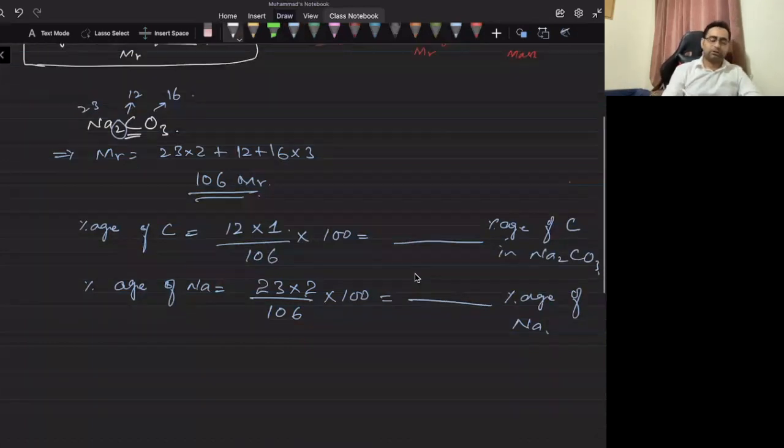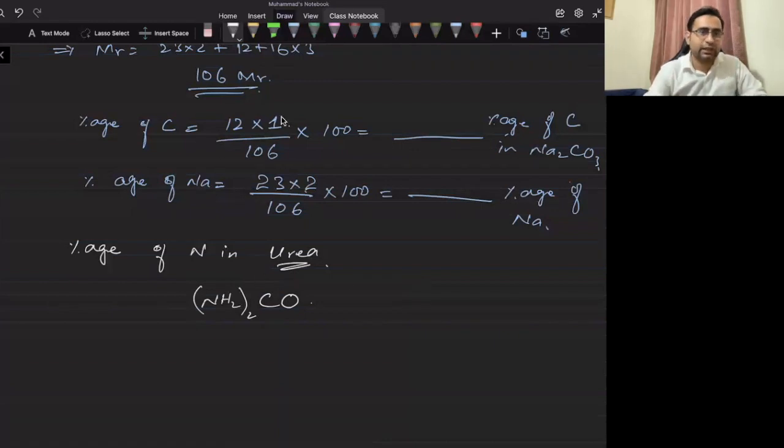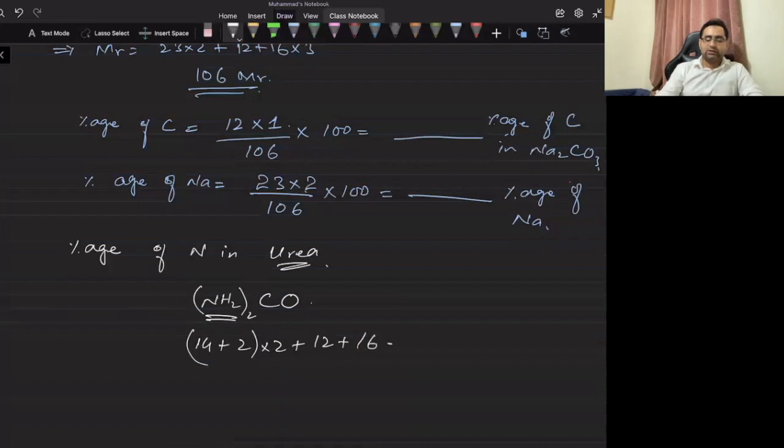Mainly, the examiner asks you about the percentage of nitrogen in different compounds, for example urea or any other nitrogenous compound. Urea is (NH2)2CO. To get the percentage of nitrogen in urea, you use the Mr of this compound, which is 14 plus 2 times 2, because there are two NH2 groups, plus carbon 12 and oxygen 16. So this is the Mr. The percentage of nitrogen in urea is 14 times 2 over Mr multiplied by 100.